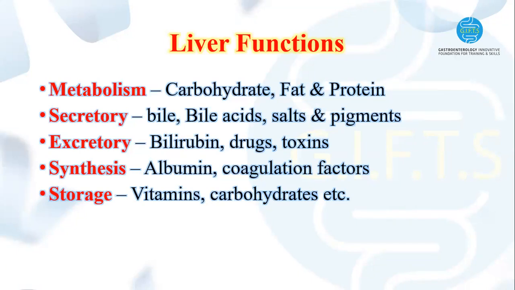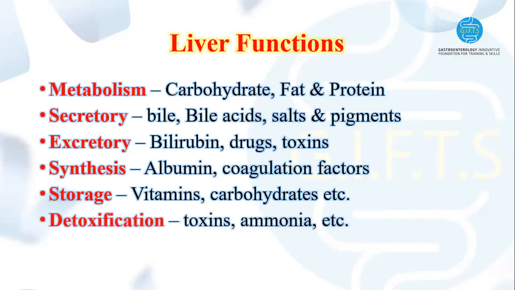It is also the site of storage of some vitamins, and the detoxification function, which is very important. It can detoxify toxins and ammonia. This detoxification of ammonia explains why ammonia accumulates in patients with liver cirrhosis when the liver is unable to detoxify it, and it can go to the brain and cause what's called ammonia encephalopathy or hepatic encephalopathy.